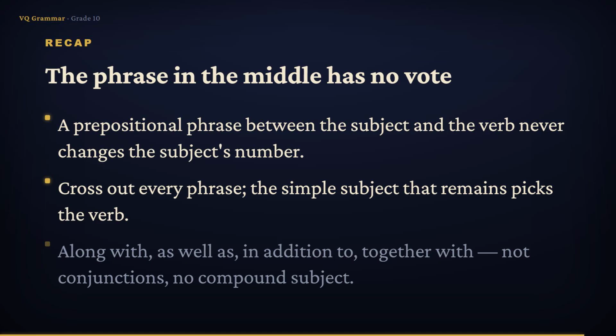And keep an eye out for that little family of impostors: along with, as well as, in addition to, together with. They are not conjunctions. They do not make a compound subject, and the verb still answers to the original subject. The captain, as well as the players, is ready. Practice this one until it is automatic, because it will rescue you again and again.